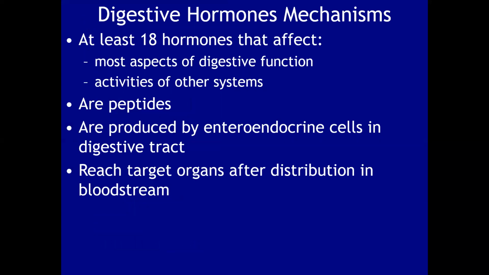When thinking about the hormones that assist with digestion, we have at least 18. They don't only affect digestive function, but they also affect other systems. And they're peptides. So scrolling back in your memory, you know that a peptide is made up of amino acids, right? They're produced within your digestive system, within enteroendocrine cells, and the only way they can reach their target organs or areas is through distribution in the bloodstream.